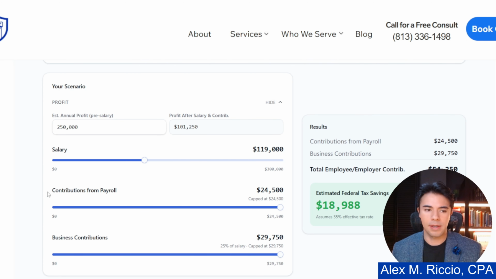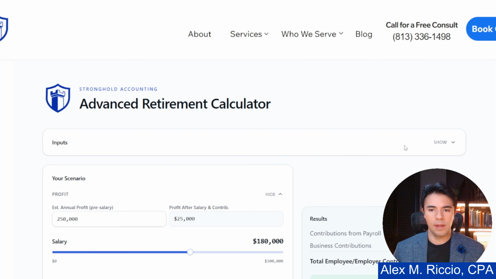We want to max out the contributions from payroll and make an evaluation of how much the business should be contributing to get to the most tax savings, while also balancing the cash on hand for the business. Because we want to save as much as possible, but we don't want to put ourselves in a disadvantageous position where the business cannot sustainably grow and invest in new opportunities. So that's the way the calculator works.